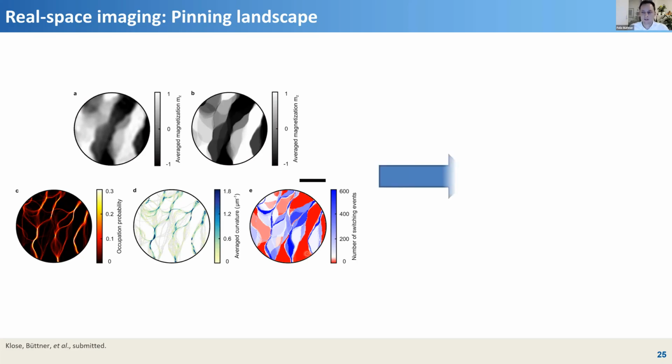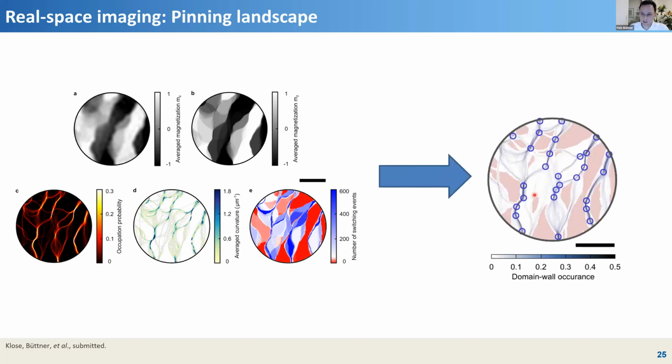Now, combining this together, we can generate a pinning map, and this shows two distinct features. One is that we identify points where domain walls merge. You can see that these domain walls almost form like strings on a guitar, and at some points they all go together. This is the point where we identify an attractive pinning cell. By contrast, we identify these areas where you very rarely have any switching as repulsive pinning areas.